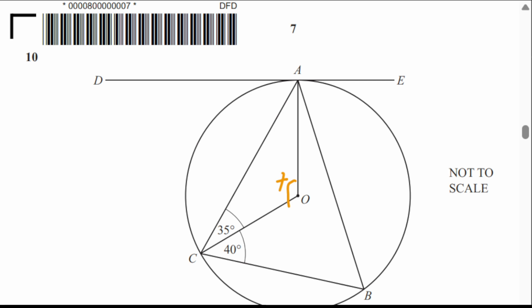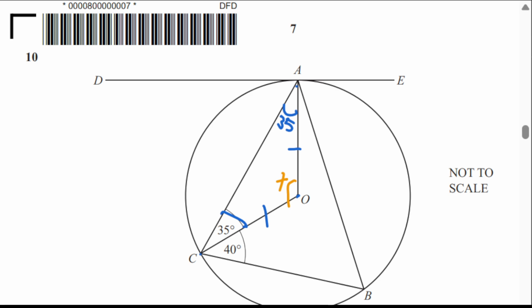The first thing I've noticed is that from O to A is a radius, and from O to C is a radius. That means these two are equal. And if they are equal, then this is an isosceles triangle, isn't it? That means these angles, this one here and this one there, will be equal. So this is 35. Good. Now we have two angles in a triangle. Definitely finding the third one is just a piece of cake.